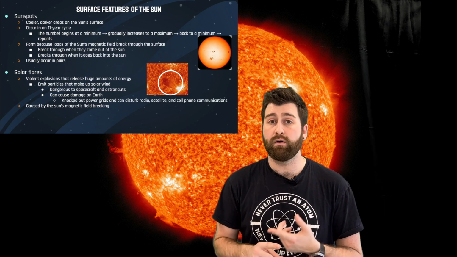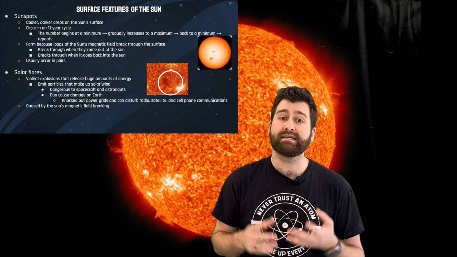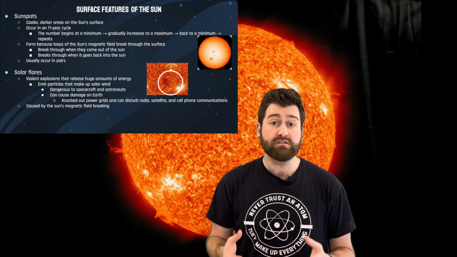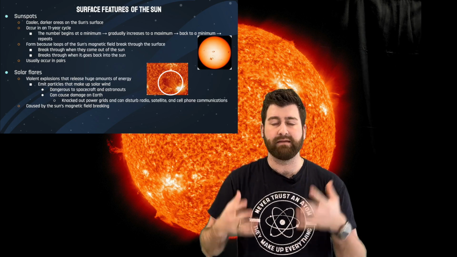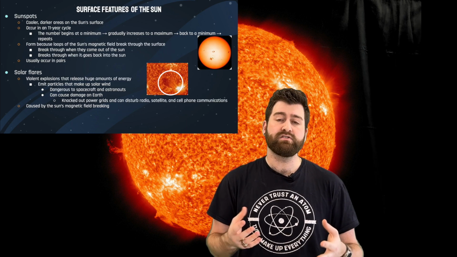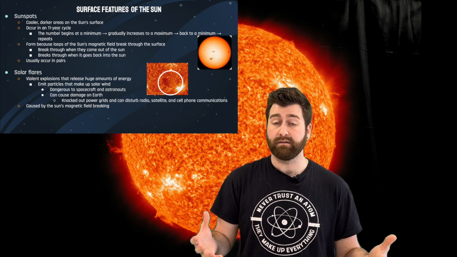These can knock out power grids, disrupt satellites, and affect cell phone signals. And they can also be dangerous to spacecraft and astronauts because they don't have the magnetosphere protecting them like we do on Earth. And these are caused by the sun's magnetic field breaking.